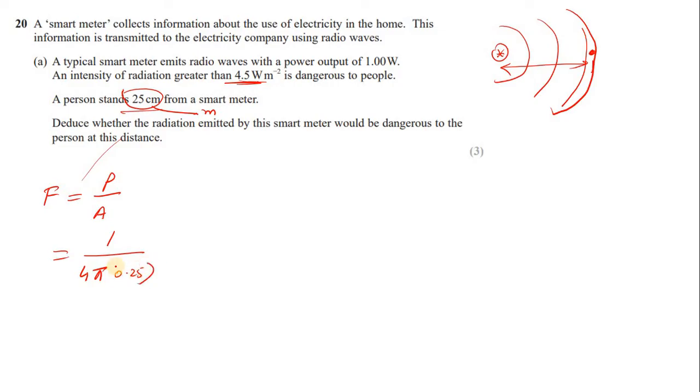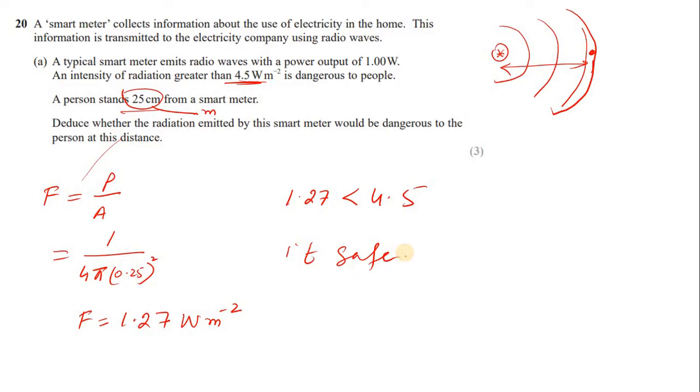So 0.25 meter square. And if you use that, then F is equal to 1.27 watt meter minus 2. So 1.27 is less than 4.5. So it is safe. So it's not dangerous.